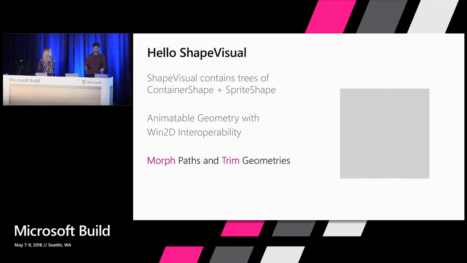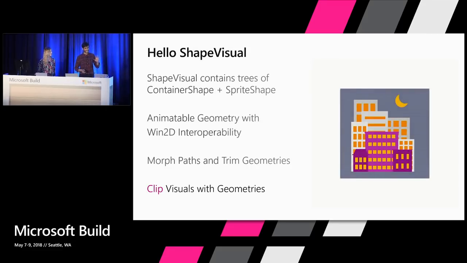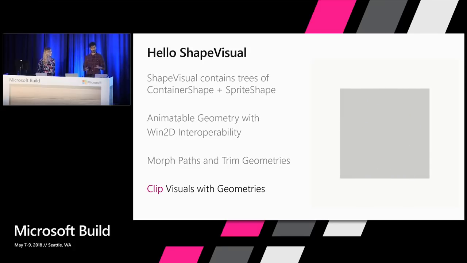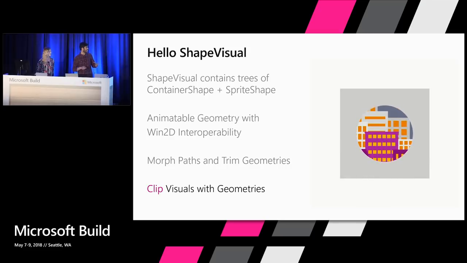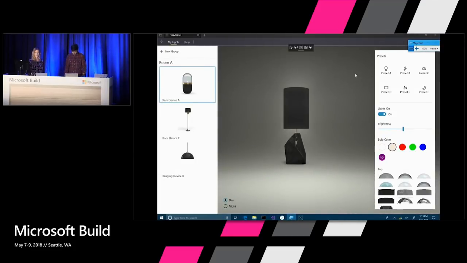And then, not included in the April 2018 update, unfortunately, but coming to Insider Builds to you today, is the ability to use any of these geometries as clips on your existing visuals. This allows you to clip or mask your UI and create really interesting transitions. So let's jump over and try to create one of these animatable geometries.